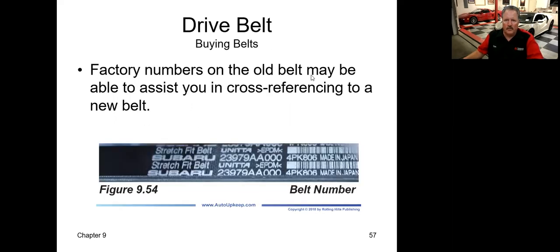Factory numbers on old belts may be able to assist you in cross-referencing to a new belt. There's the part number on that belt. Generally, they're not going to be on there anymore. So just as long as you know the VIN number, engine size, year, make, and model of your vehicle, you'll be good to go.